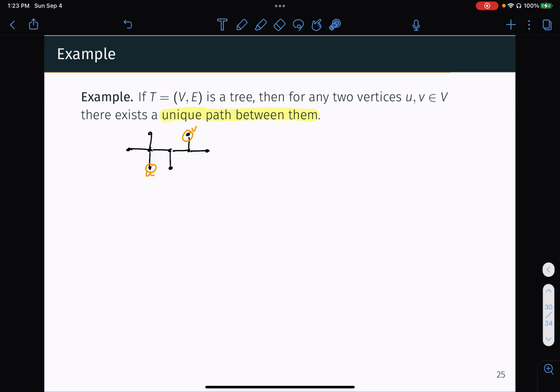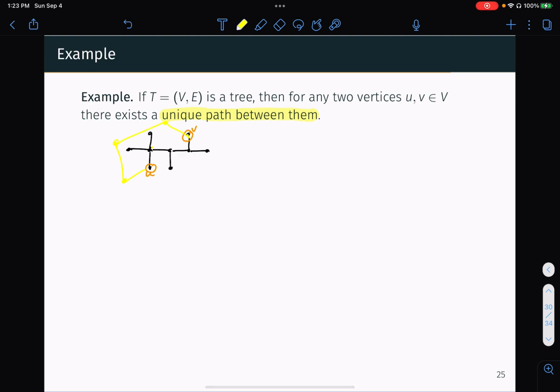Well, if I pick any two other vertices, it doesn't seem like there could be more than one path, right? Like for this one here, I can only go here. For these two here, I can only go straight. And so maybe suppose that there were two paths, right? Suppose that there was a path, let's say, from U to V. There was potentially another yellow path, let's say, I don't know, there's a path like this.